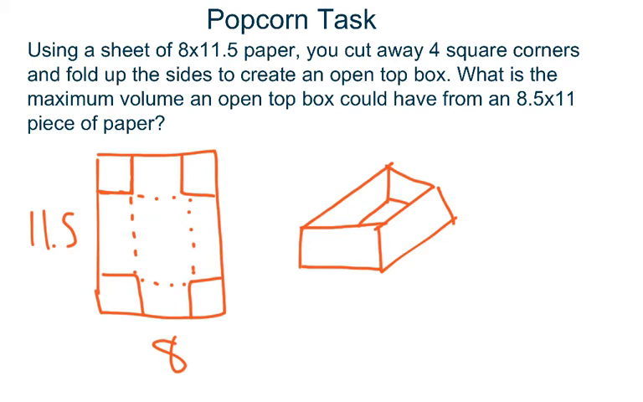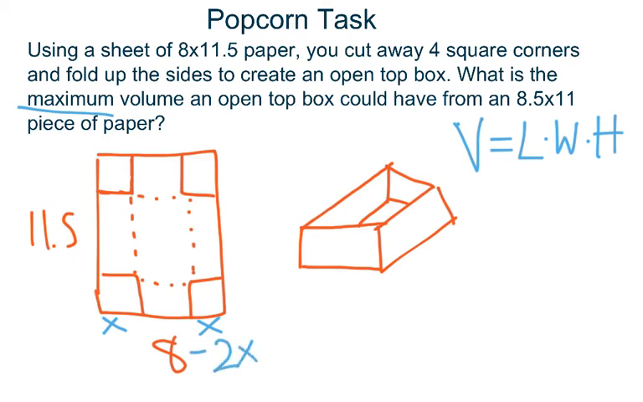So let's talk about some things from previous math courses. If you want to find volume of a box, volume is equal to length times width times height. So let's think about this for a minute. We started out with a width that was 8, and then we took away this much and this much. So we don't know how much we took away, so we're going to use x's. So we took away 2 x's. And then we had 11.5, and we took away this much and this much. And we don't know how much that was. We just cut some square corners.